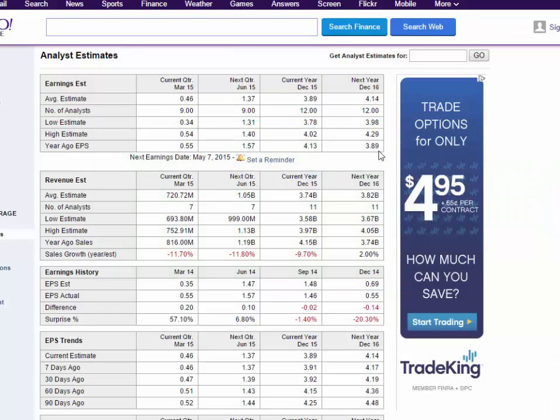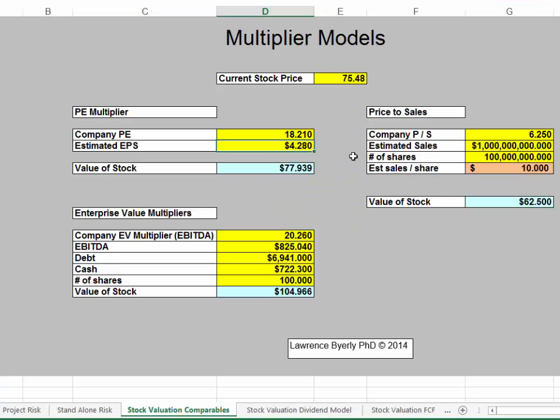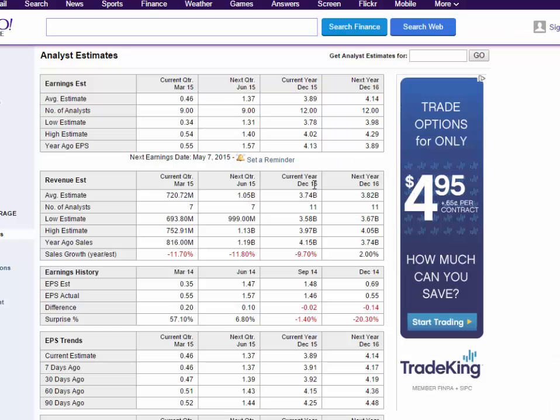So again, what was that number? $3.89. So if we plug $3.89 in here, we have a forecast of the value of this stock 1 year from today as 70.837. So now let's go back and take a look at this.